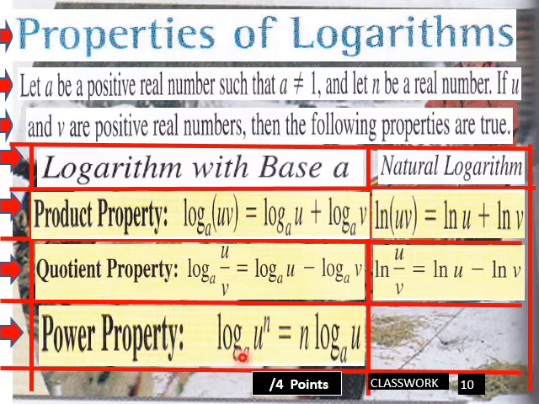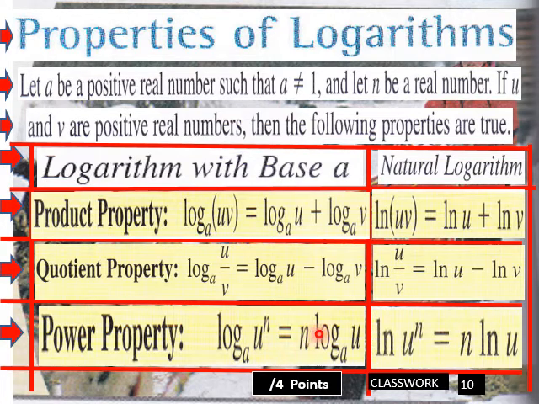And then our power property: log base a of u to the n equals, using our exponent property, n times log base a of u. That's our power property of logs. We move the exponent over here like that. And we do the same thing with natural logs: it'll be n times natural log of u, using our power property of logarithms.